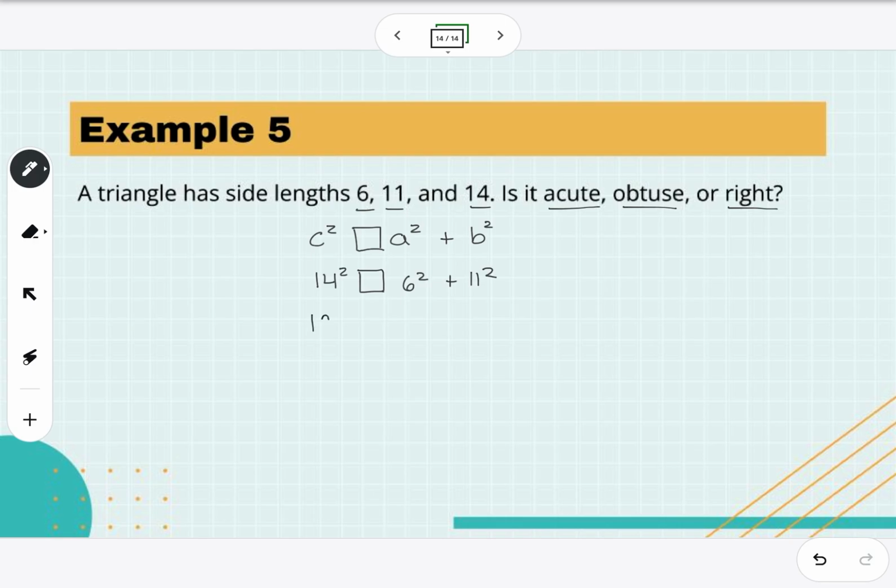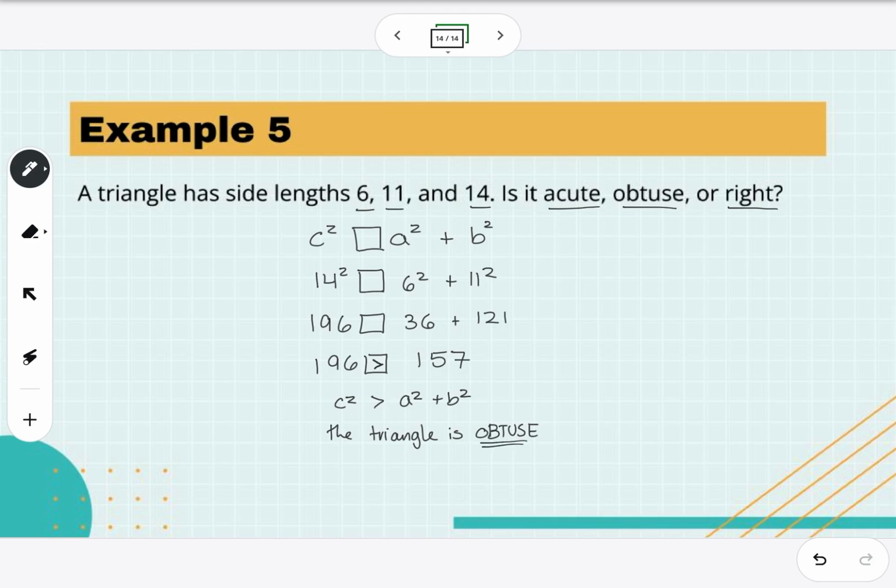14 squared would give me 196. And we're going to see, okay, how does that relate to my other side with 36 plus 121? 196, how does that relate to 36 plus 121, which is 157. So 196 is greater than 157. So c squared is greater than a squared plus b squared. What kind of triangle is this? Hopefully you're saying the answer or thinking the answer. Because c squared is greater, the triangle is obtuse.